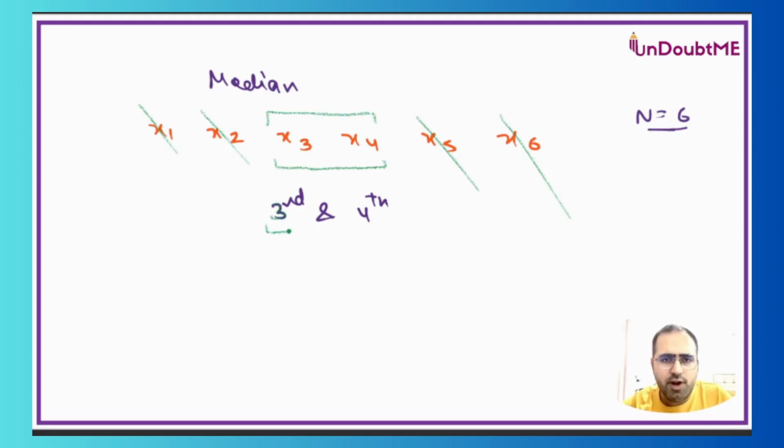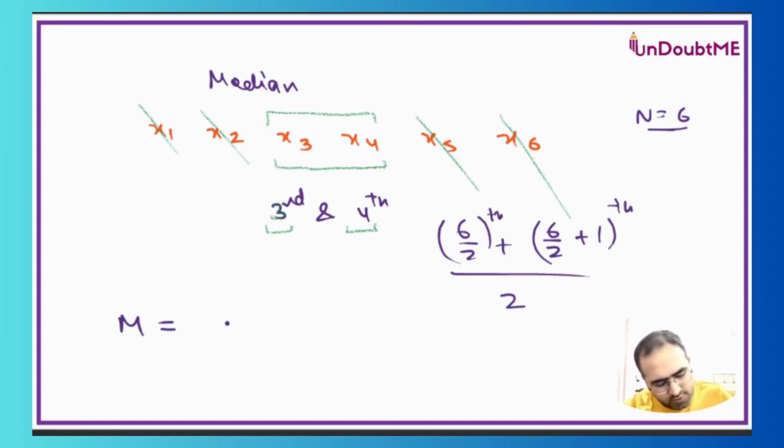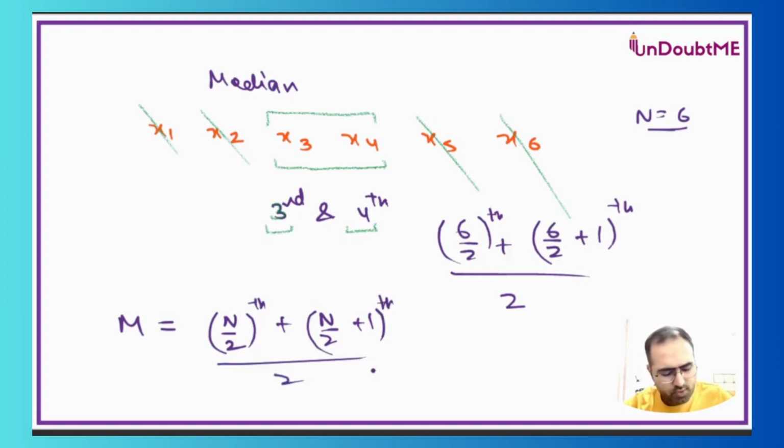Okay, now how would we have obtained third and fourth from 6? Third is obtained by doing 6 by 2, the 6 by 2th observation, and fourth is obtained by doing 6 by 2 plus 1, the 6 by 2 plus 1th observation. Then we have to add them and take their mean. So if I want to generalize it for n observations, then the median is equal to the n by 2th term plus the n by 2 plus 1th term, and that will be divided by 2.